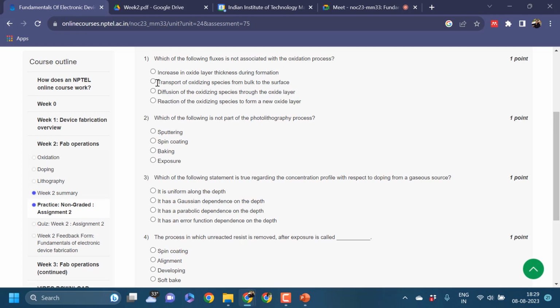First question is, which of the following fluxes is not associated with the oxidation process? Increase in oxide layer thickness, transport of oxidizing species from bulk to the surface, diffusion of the oxidizing species through the oxide layer, reaction of the oxidizing species to form a new oxide layer. I had already mentioned whenever the oxidation process happens, three things will be happening. Out of these, one of the given options is not correct. Can you tell me which of it is?